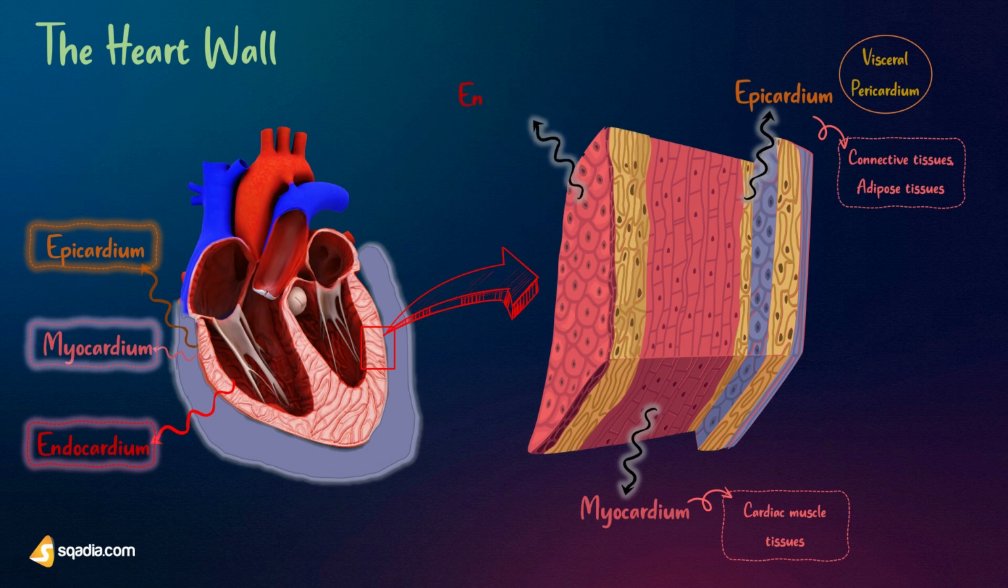And the inner endocardium is made up of squamous epithelium and connective tissue with many elastic and collagenous fibers. This endocardium lines the chambers of the heart, and even it is continuous with the endothelial lining of the heart's blood vessels.